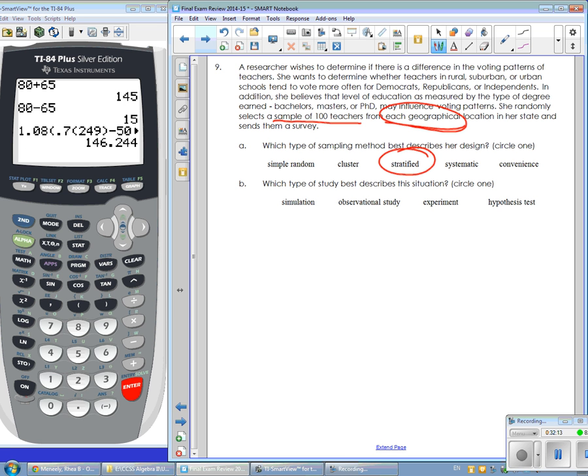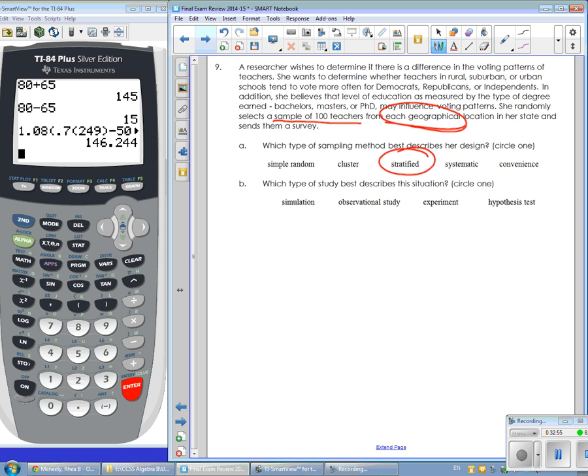If she is just simply taking a sample of 100 teachers from names on a list, that would be a simple random sample. If she was systematically going through a list of names, for instance, maybe she's choosing the 10th name on a list, or if she's got a list of certified teachers in the state, maybe she's going through systematically and picking the 50th person on the list, that would be a systematic random sample, and convenience would be whoever's easiest for her to contact. That would be a convenience sample. So in this case, because she's separated the state into geographical locations and then sampled from each geographical location, that is a stratified random sample.